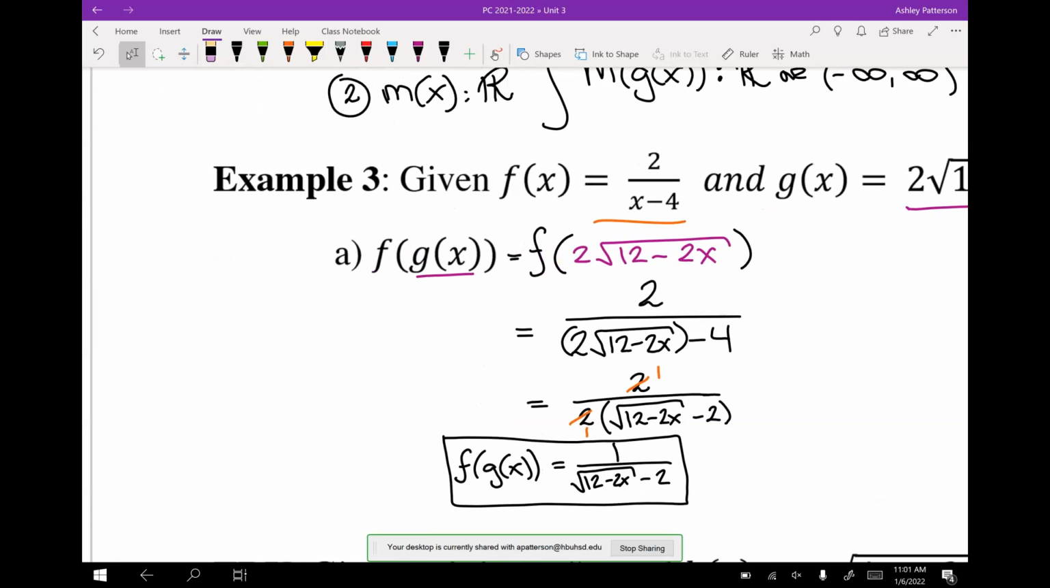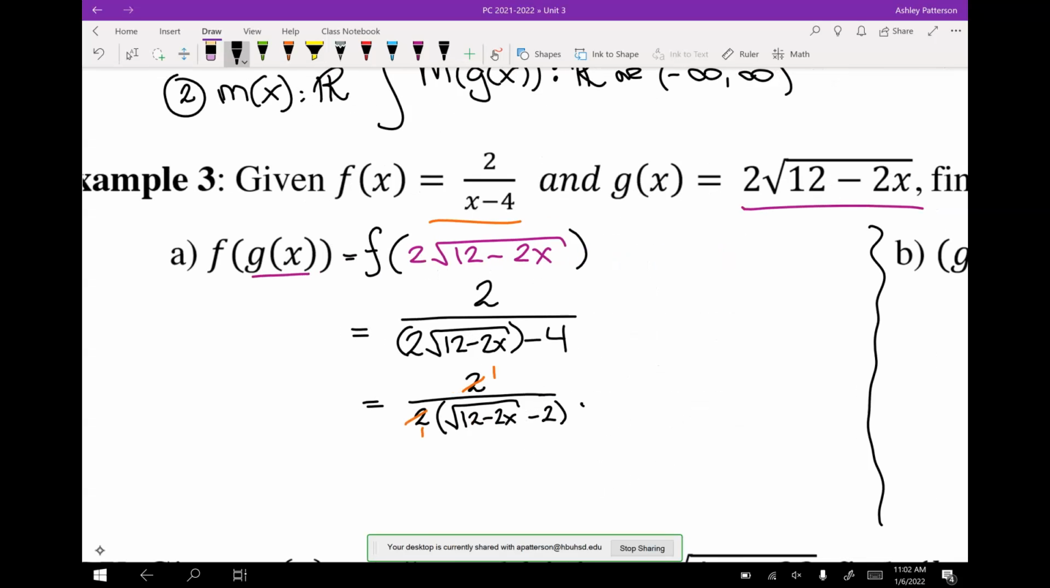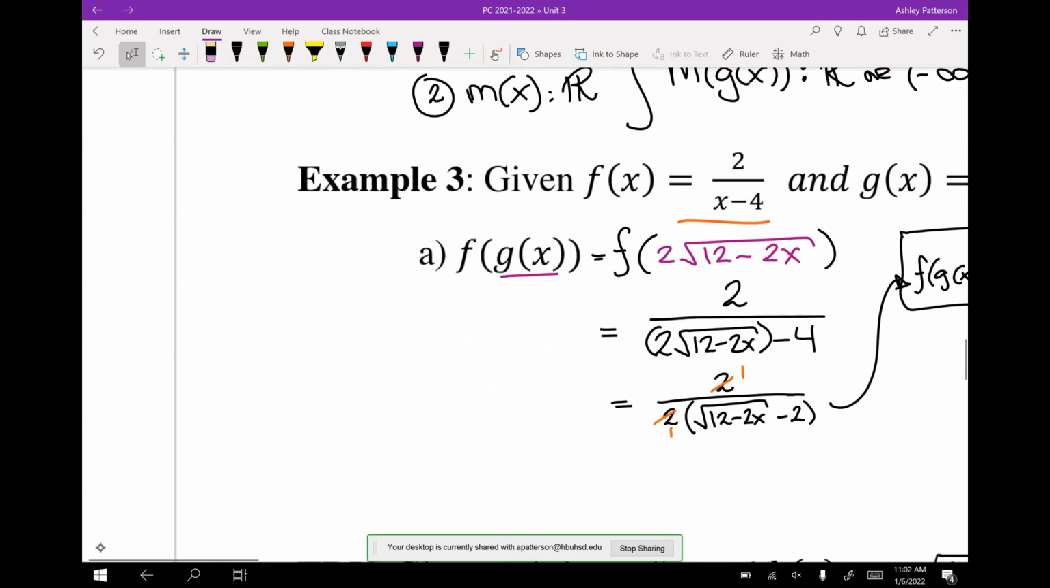Not ideal spacing. Sorry, I need to rearrange. Fudge. We're going to do the following.